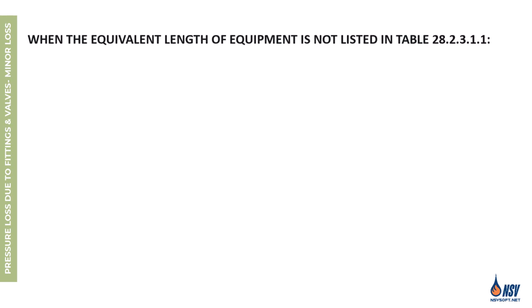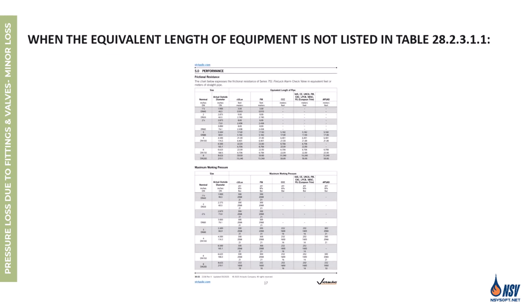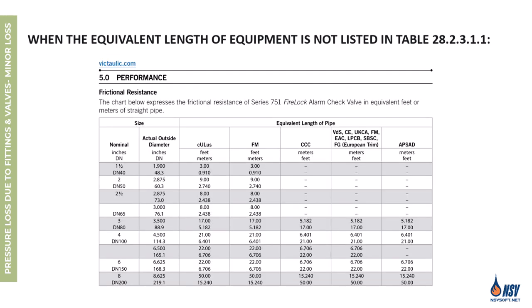Finally, if a valve or fitting is not listed in the equivalent length table, we should refer to the product's data sheet for pressure loss information. In most cases, these values are based on Schedule 40 pipe with a C factor of 120. So, if your system uses a different pipe type or C factor, make sure to apply the appropriate correction factors to ensure accurate calculations.